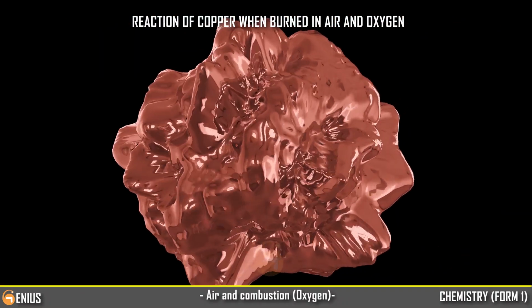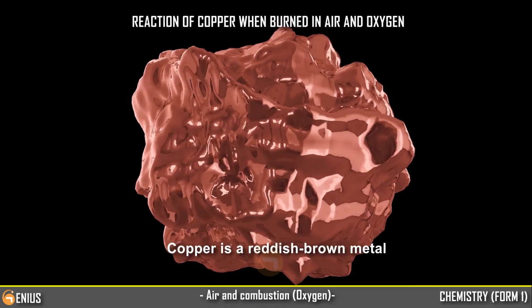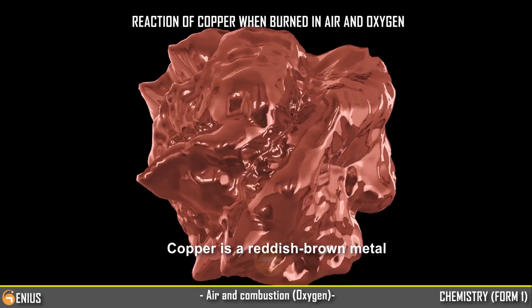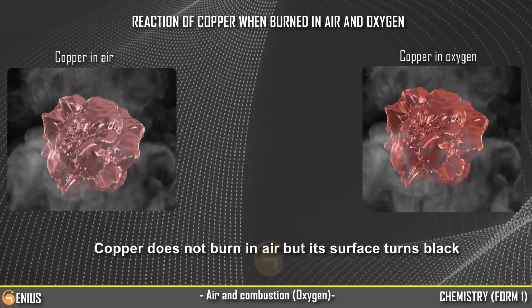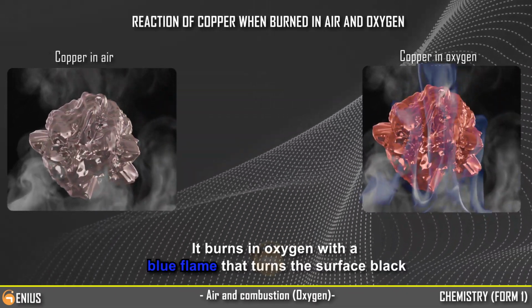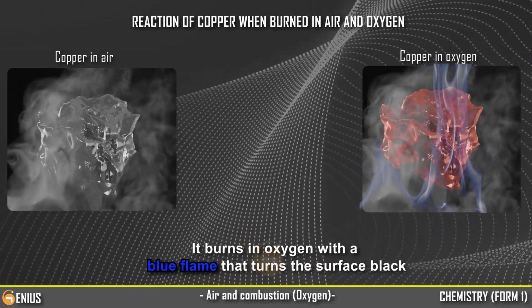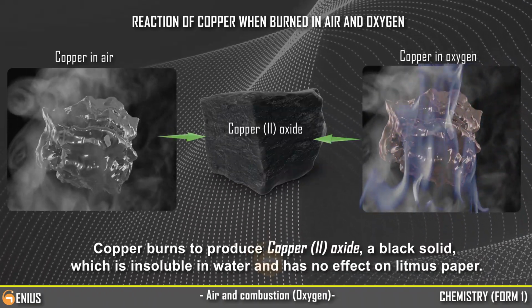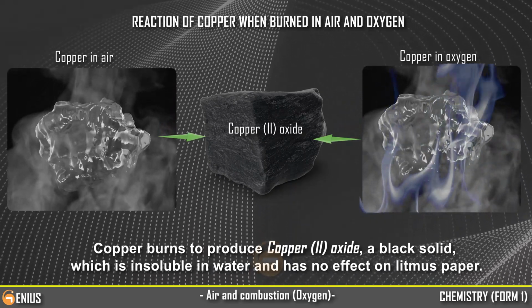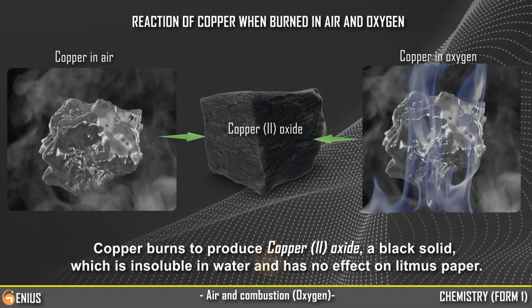Reaction of copper when burned in air and oxygen. Copper is a reddish-brown metal. Copper does not burn in air but its surface turns black. It burns in oxygen with a blue flame that turns the surface black. Copper burns to produce copper(II) oxide, a black solid, which is insoluble in water and has no effect on litmus paper.